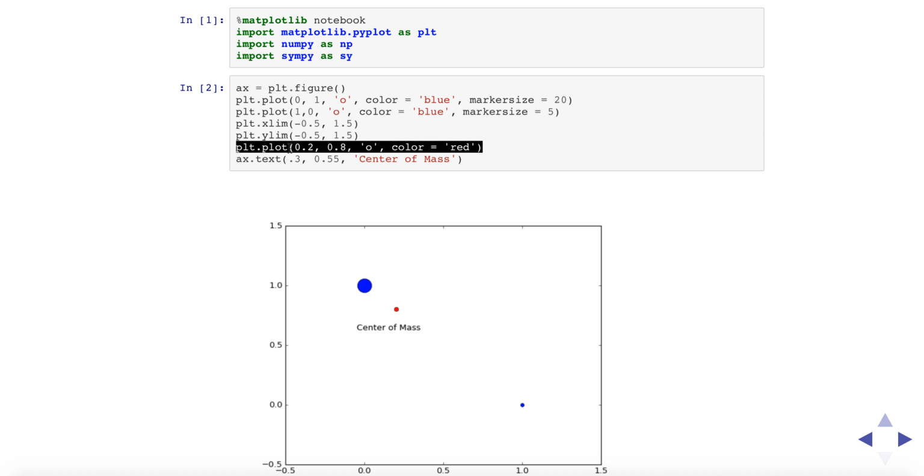And finally, I plot the center of mass at 1/5 and 4/5 here, and put a little bit of text below it labeling center of mass.